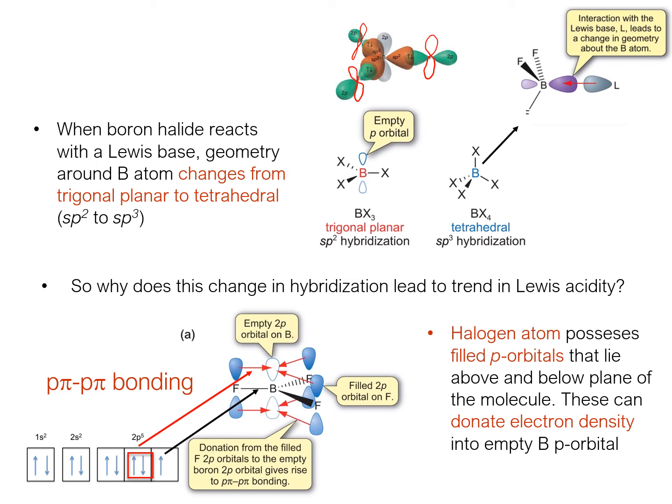And this stabilizes the trigonal planar geometry, because if you imagine, if we make the boron atom tetrahedral with sp3 hybridization, these lone pairs will no longer be in the right orientation to donate to this empty p orbital, so we'll lose that p pi bonding. So yeah, they're really stabilizing this non sp3 hybridized state.